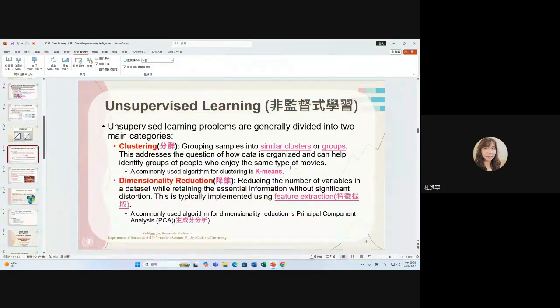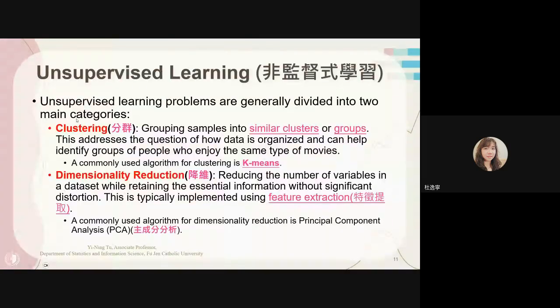Okay, we're starting from now. Last week we mentioned a lot of machine learning methods, and first we introduced the supervised. Now we will move on to the unsupervised learning for more detail.